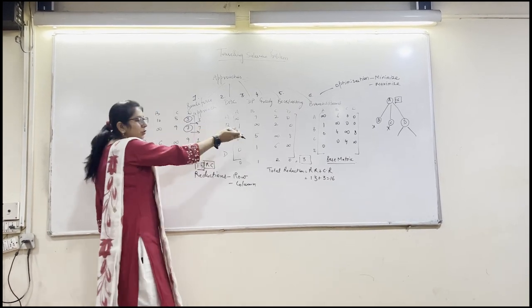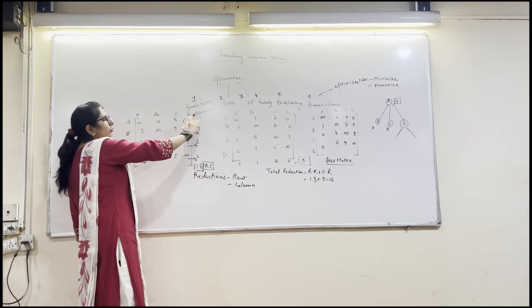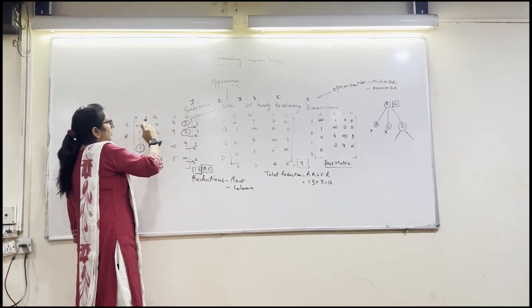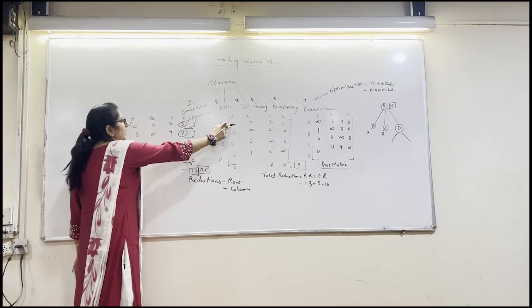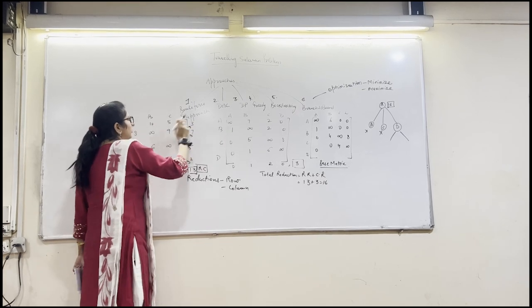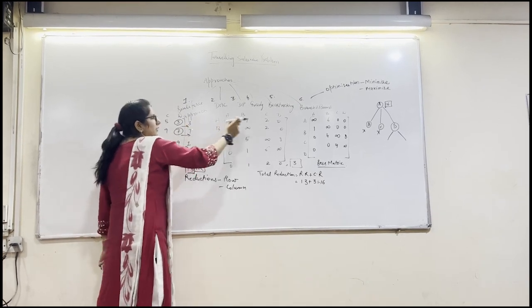So if we reduce the matrix, we subtract this value from all the cells in the row. Like 3 subtracted from all the cells. Infinity will remain the same. 10 minus 3 is 7, 5 minus 3 is 2, 3 minus 3 is 0 here.